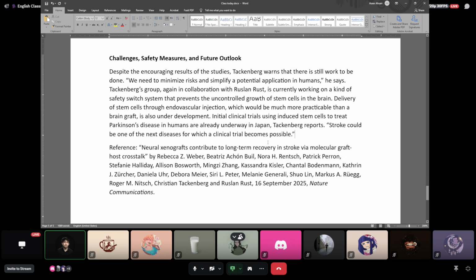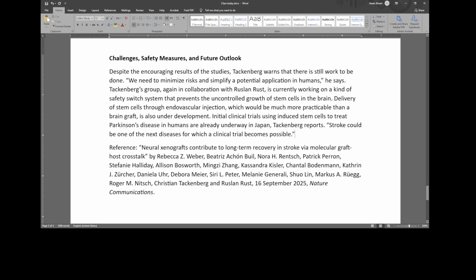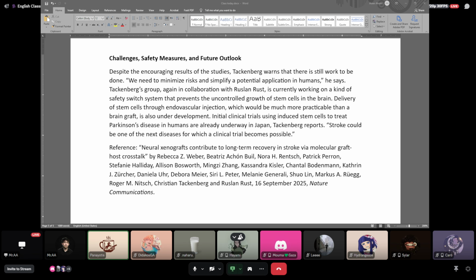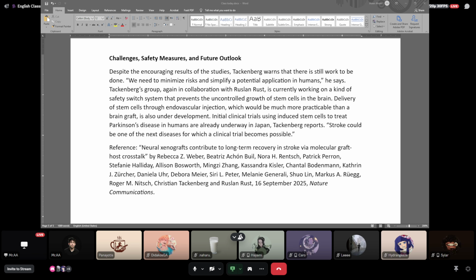It's actually the last part of this paragraph. Yes, yes. Challenges, safety measures and future outlook. Despite the encouraging results of studies, Heckenberg warns that there is still work to be done. We need to minimize risks and simplify a potential application in humans, he says.